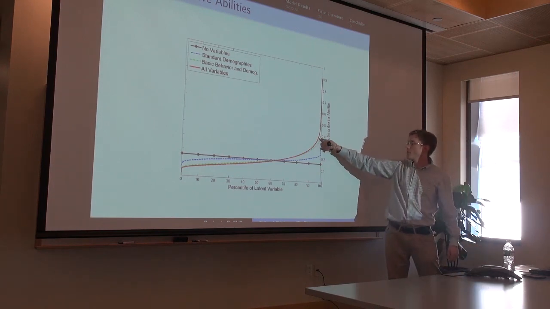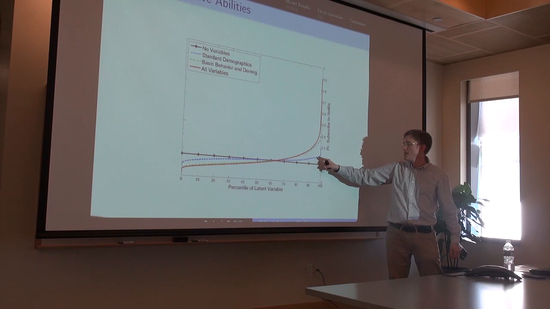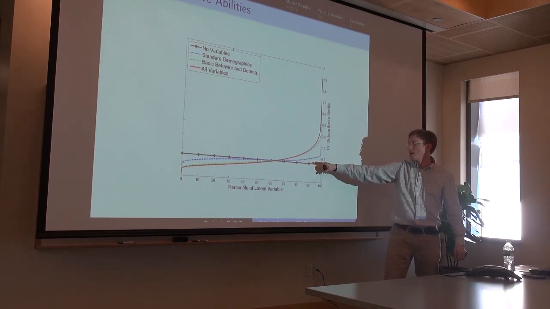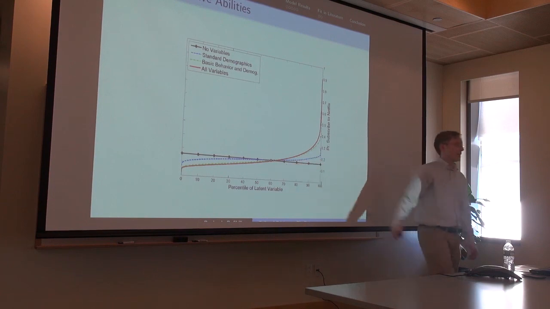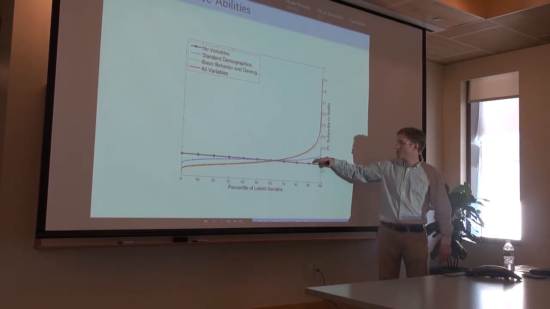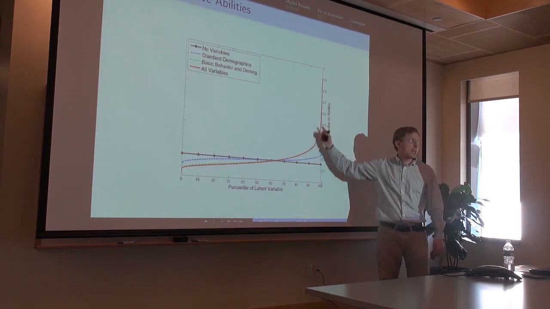This red line is when all the variables are used, the green line is when just the basic web behavior variables and demographics are used, and here's the demographics. So you see this black line, which I didn't mention, is the uninformed probability that anyone subscribes to Netflix. And as you see, as you add more and more information, the range of prediction goes up.